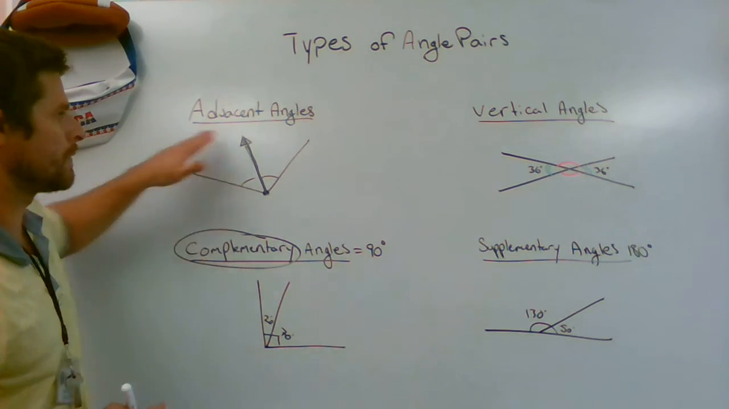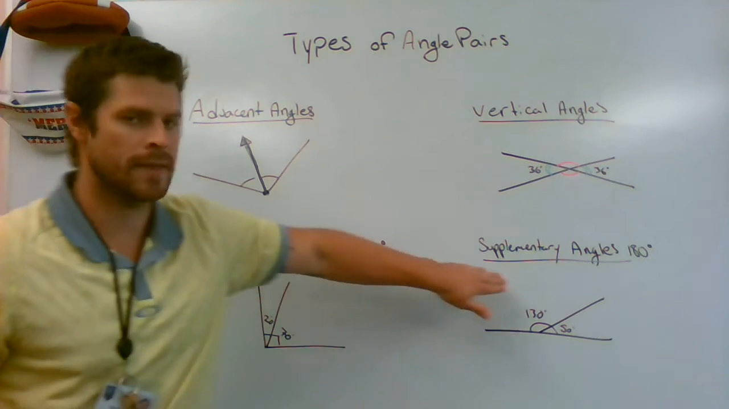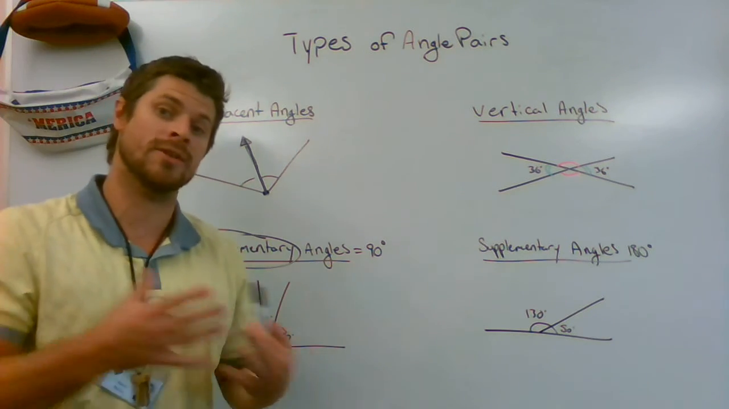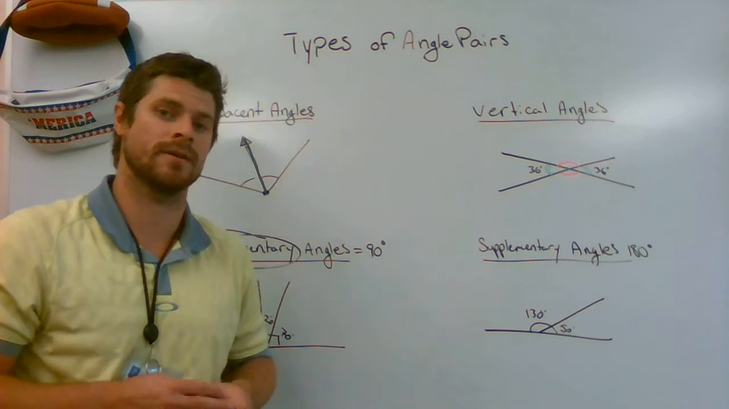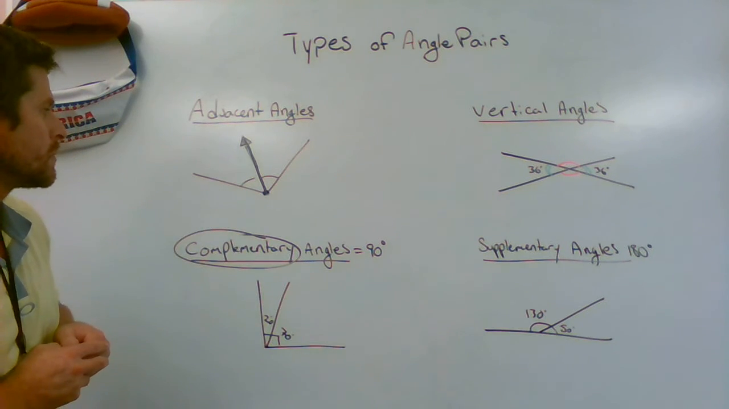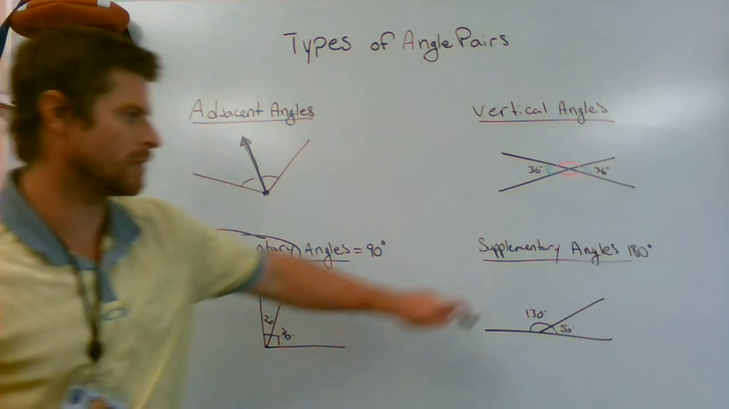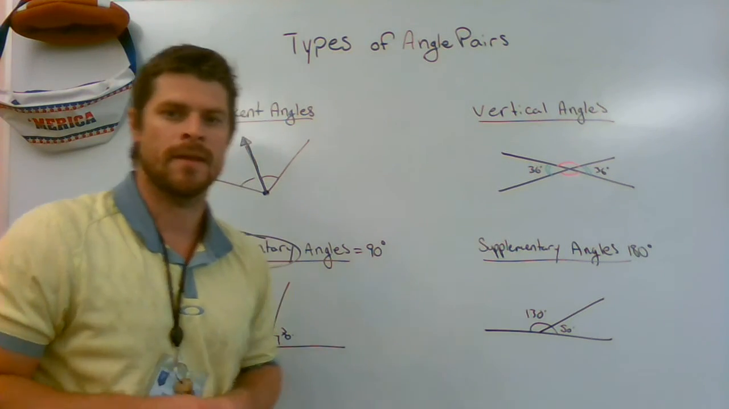Again, 4 different types of pairs that you will be seeing in a geometry course, and you will be using the knowledge that you have with the relationships those pairs and their angle measures represent. Adjacent angles, vertical angles, complementary angles, supplementary angles.